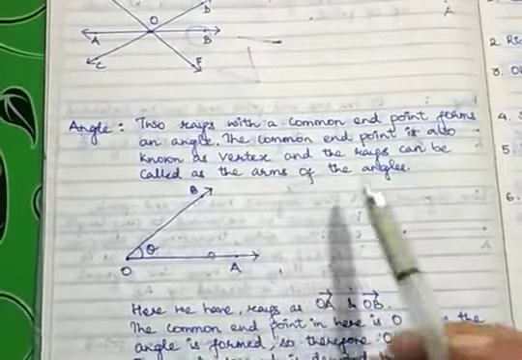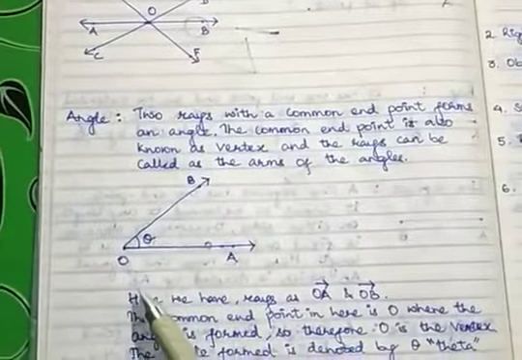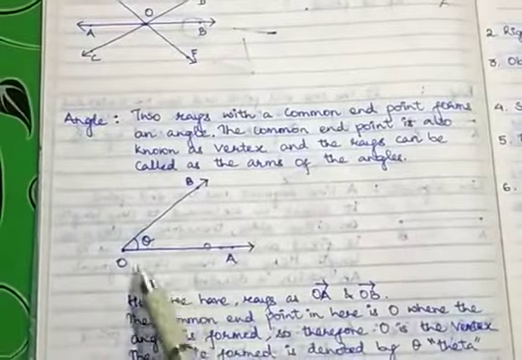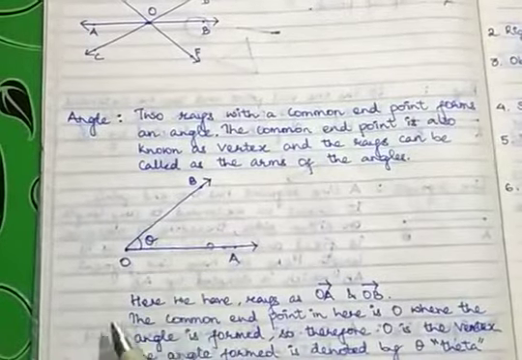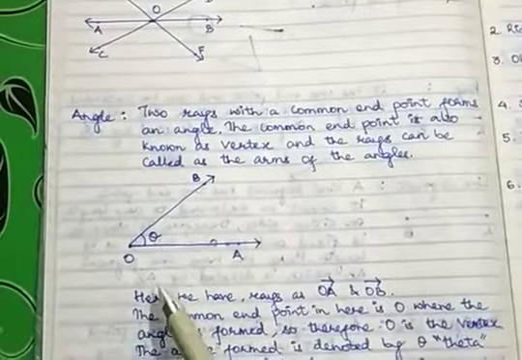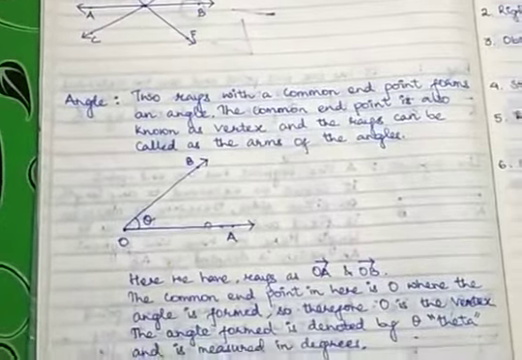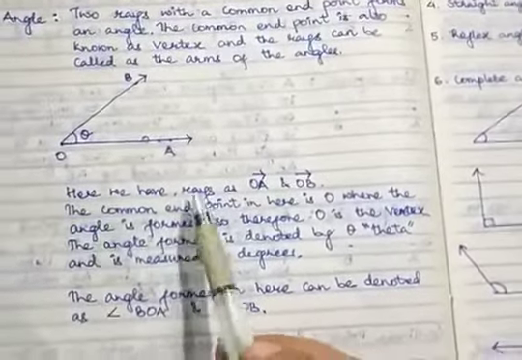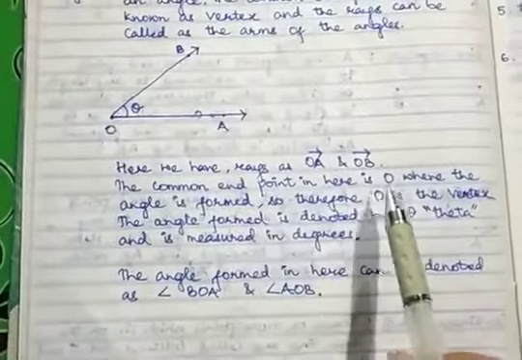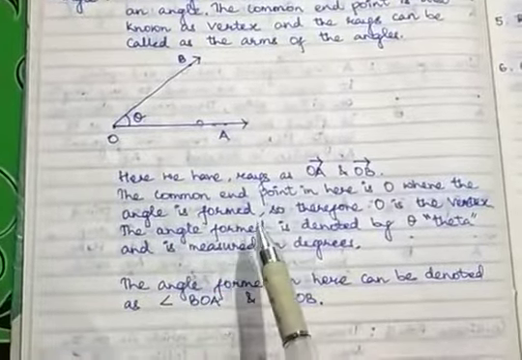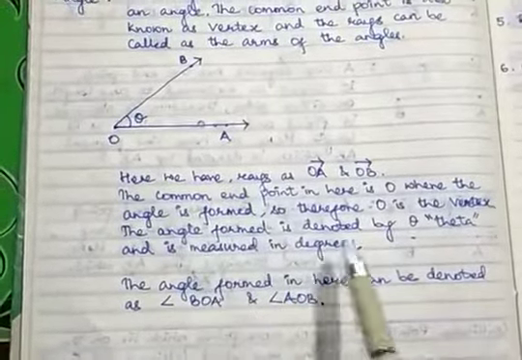And the rays can be known as the arms of the angle. Once the angle is formed, these rays can be called the arms of the angle. Here the arms of the angle are OA and OB, because OA and OB are rays, two rays that share a common endpoint. So here we have rays OA and OB. The common endpoint here is O, where the angle is formed. Therefore, O is the vertex of the angle formed and is denoted by theta.